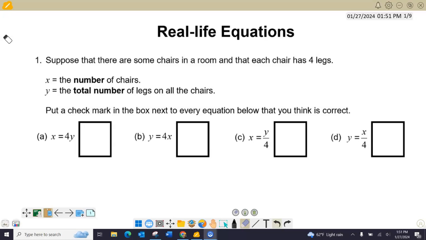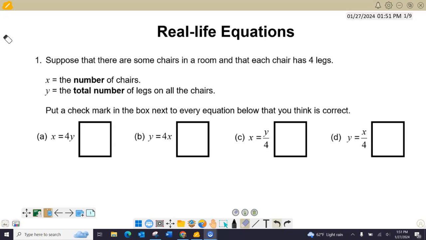And of course, here we see x and we see y, and x is the number of chairs and y is the total number of legs on all the chairs. Okay, we're just going to assume that all the chairs have 4 legs on them. That's a pretty safe assumption. I wouldn't like chairs with only 3, or 2. Like, that would be really hard.